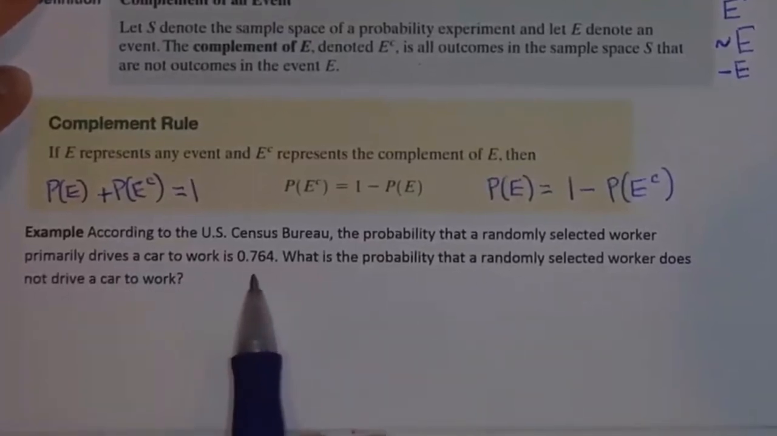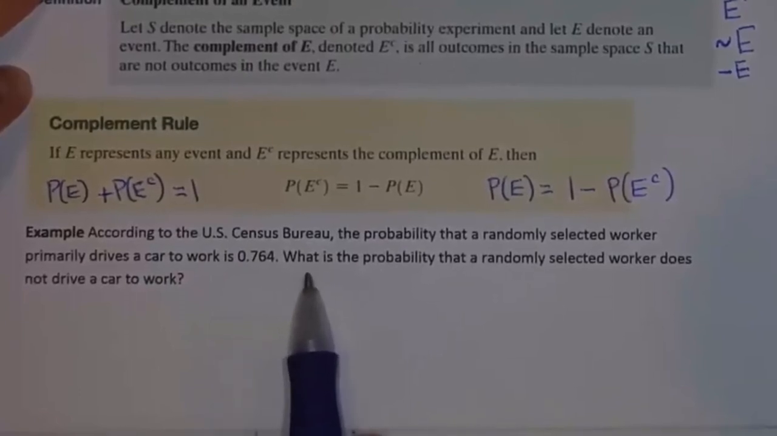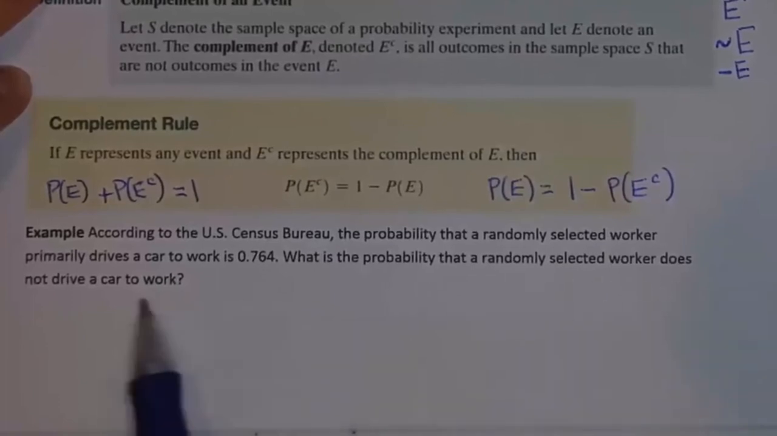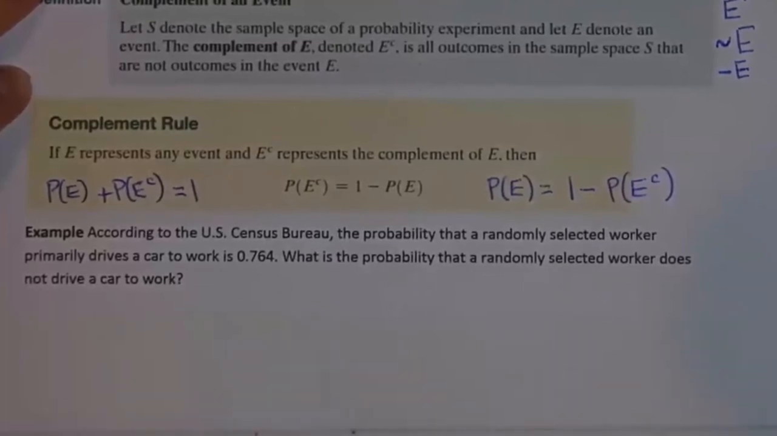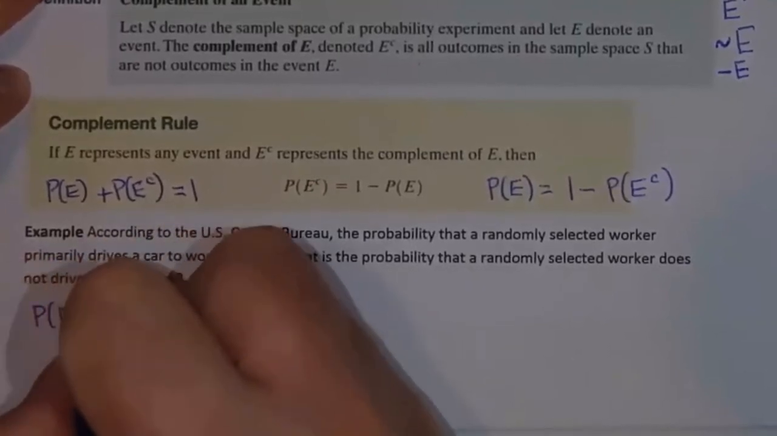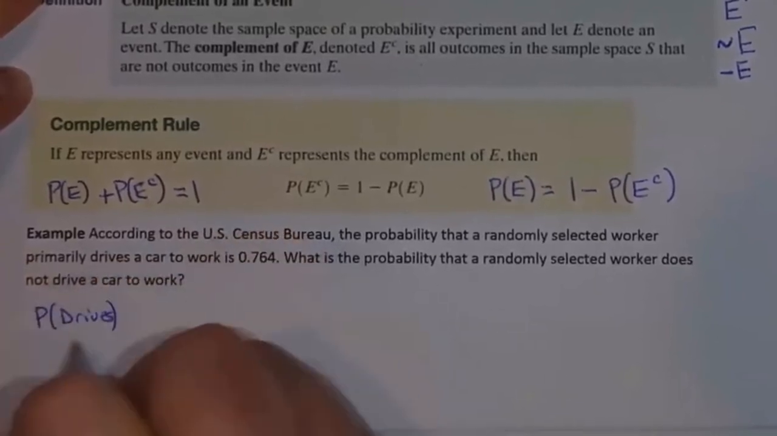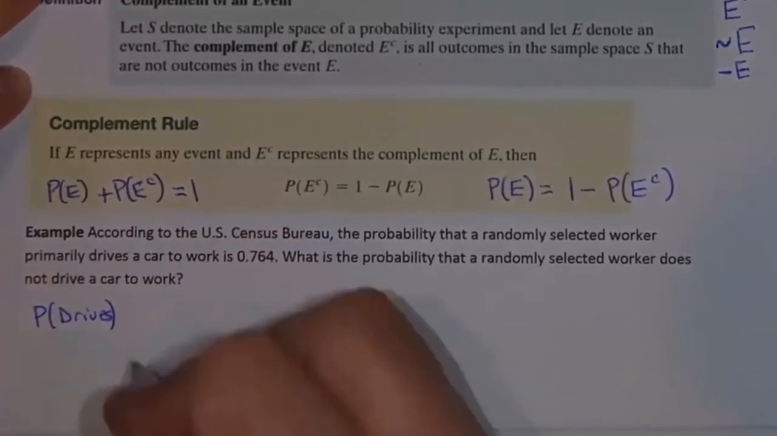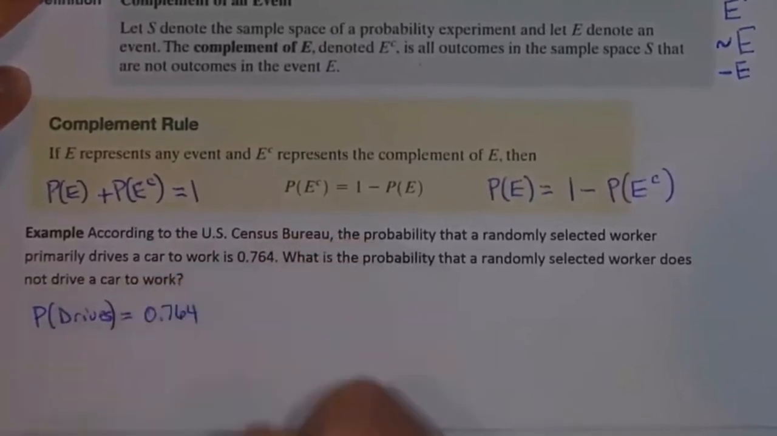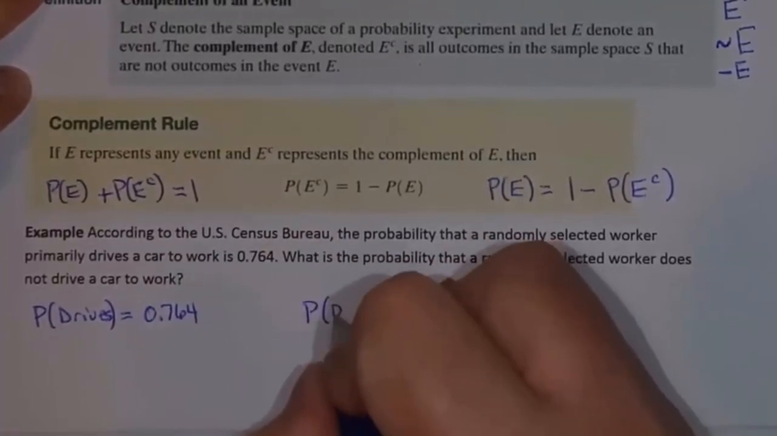So, example, according to the US Census Bureau, the probability that a randomly selected worker primarily drives a car to work is 0.764. We want to find what is the probability that a randomly selected worker does not drive a car to work? So the probability that they drive to work, we're given, is 0.764.